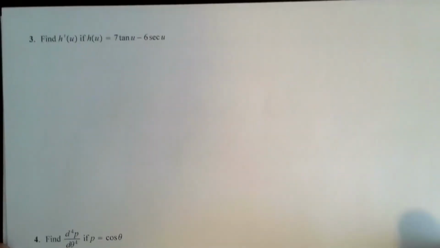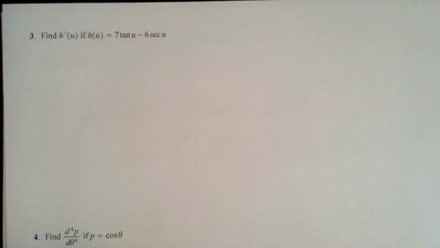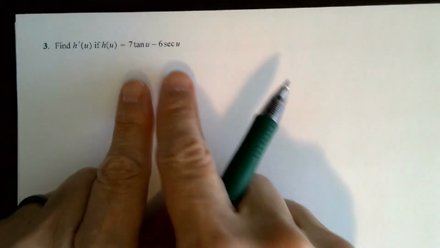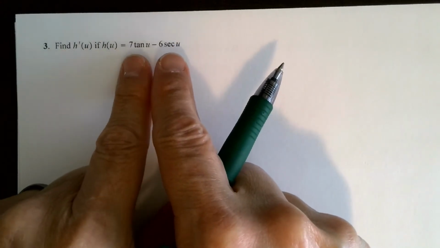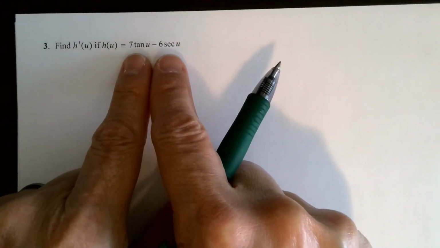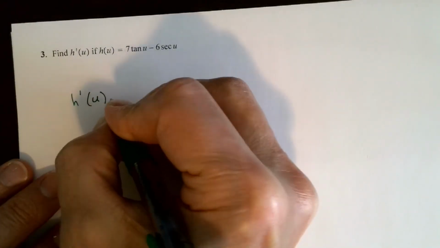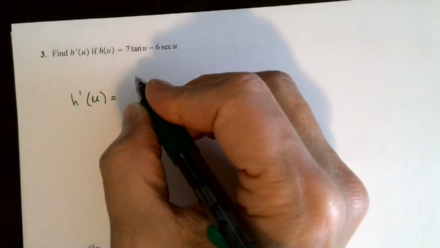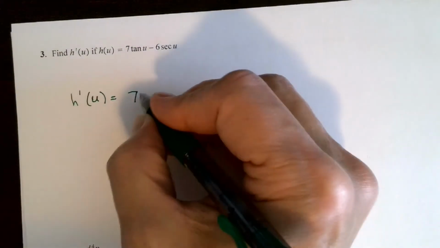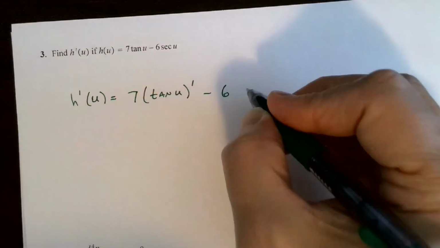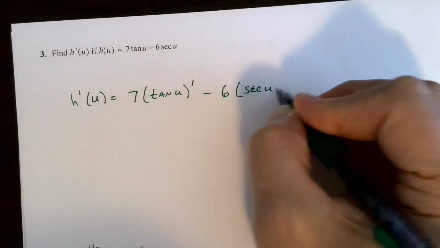Let's do a couple more. This one's fairly simple, but you do have to know the rules for the derivatives of tangent and secant. So notice I have a difference of two functions, so the derivative will be the derivative of each one, and then subtracting. And then each one has a constant multiple. So when I look at h prime of u, notice u is the independent variable here, u is the input. So the 7 comes out, and I want to take the derivative of tangent u, and then the 6 comes out as a constant multiple, and I can take the derivative of secant u.